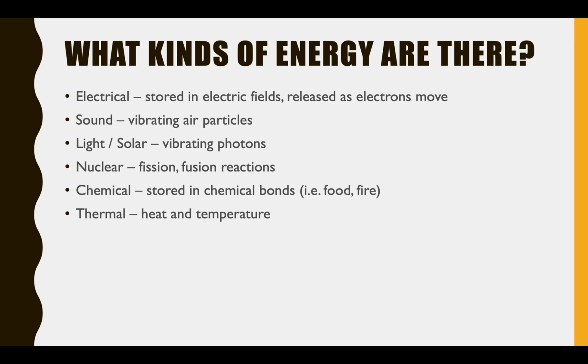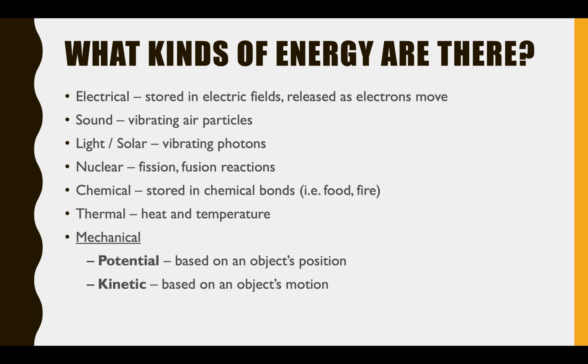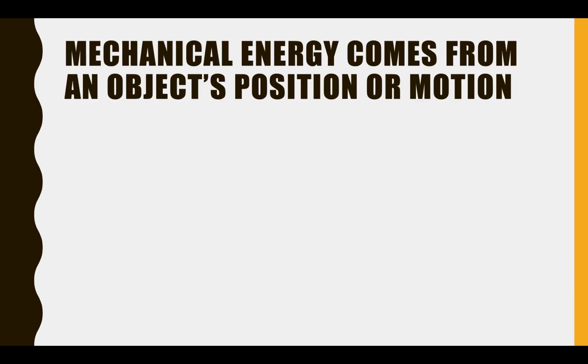And then we will focus in this lecture on mechanical energy, of which there are two kinds, potential and kinetic. So potential energy is based on an object's position, like where it is, and kinetic energy is based on an object's motion, specifically how fast it's moving. So let's focus there on mechanical energy, right? It comes from an object's position, that's the potential, or its motion, that's the kinetic.